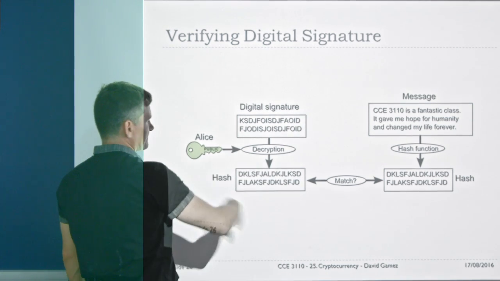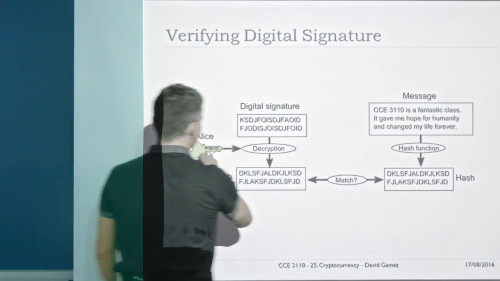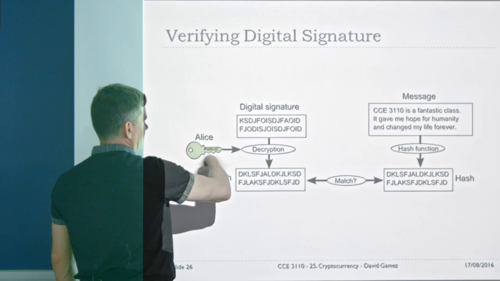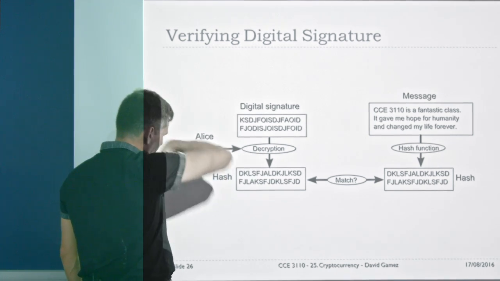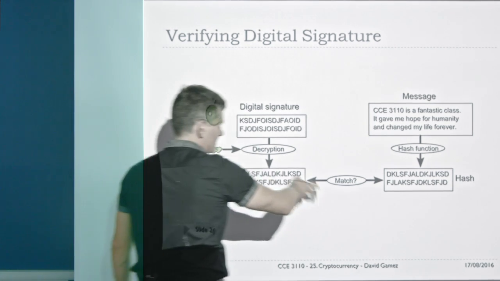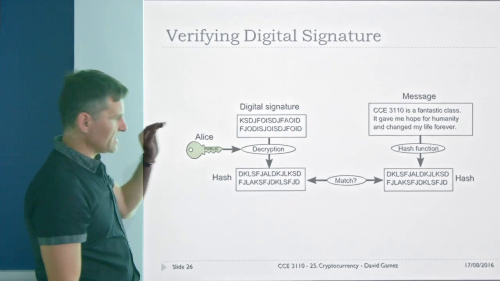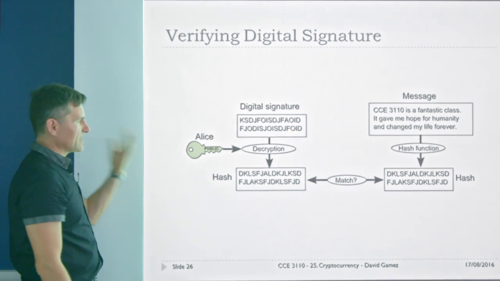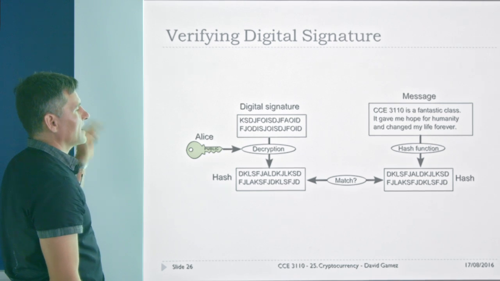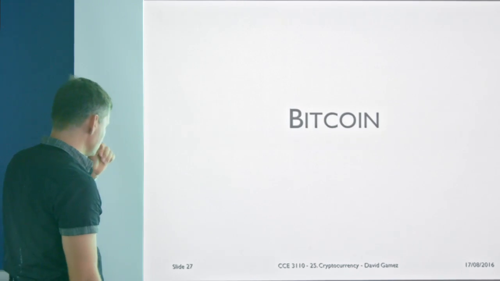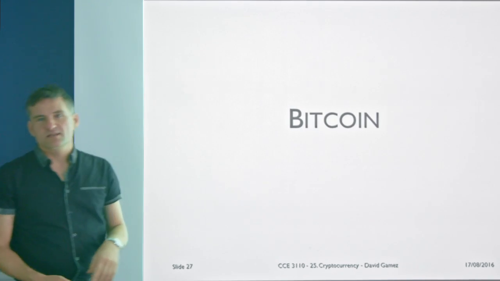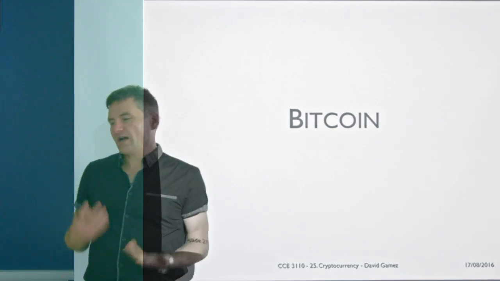And if someone uses a key that's not Alice's public key to decrypt it, then obviously the decrypted hash is going to be senseless, and it's not going to match up with the hash of the message. If there's a match, we can tell that it's Alice that sent the message, and that the message hasn't been changed. Okay, so now I think we've got enough in place to talk about how Bitcoin works, so that's what I'm going to cover.